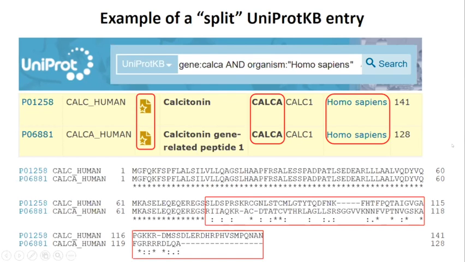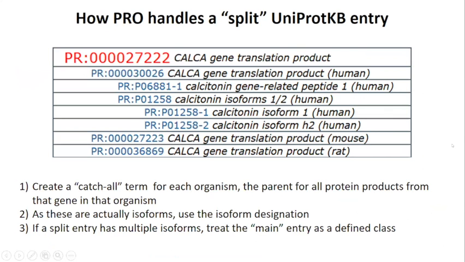So how does Pro deal with this? Shown here is a snippet of the hierarchy surrounding the previous example. Since split cases don't have a single main UniProt accession that could serve as the parent for all products of the indicated gene, we create one. That's shown. Those three are parent terms that represent all of the gene translation products that could be in those given organisms.